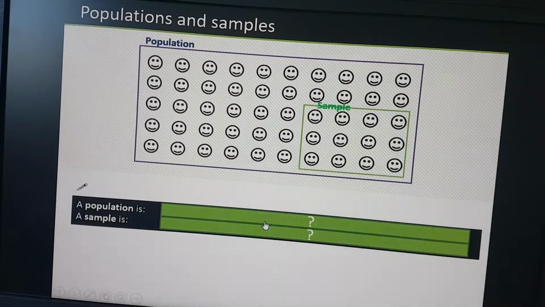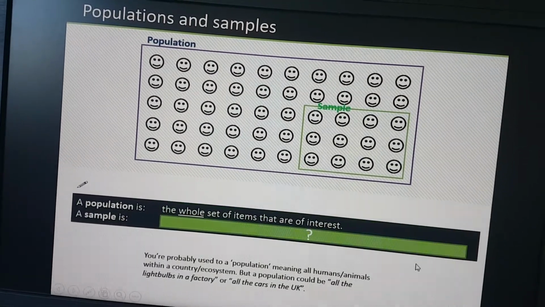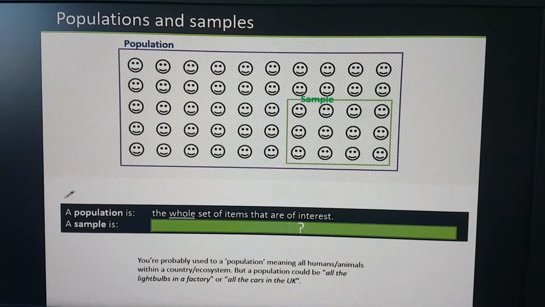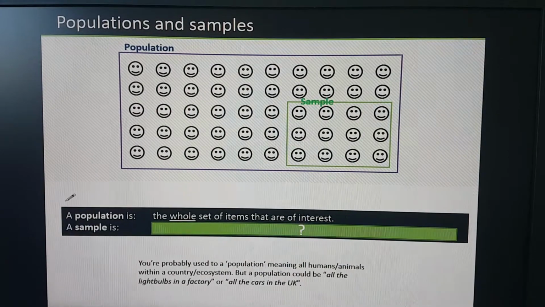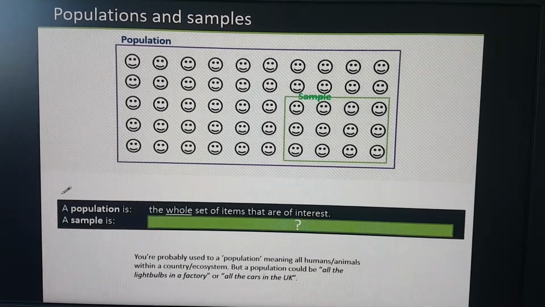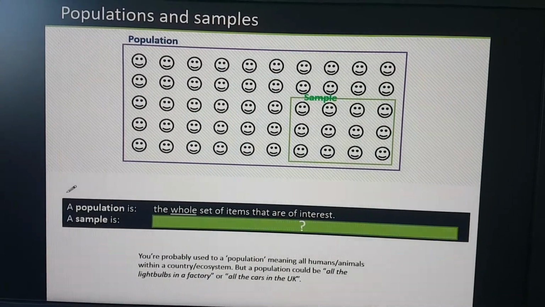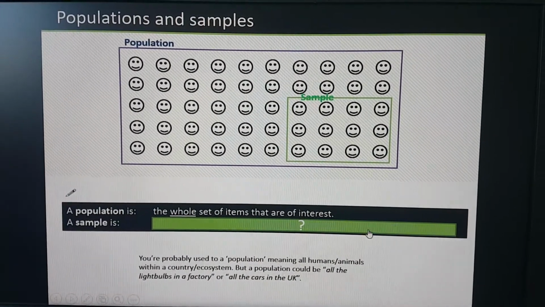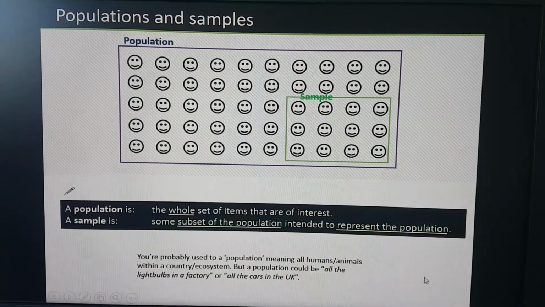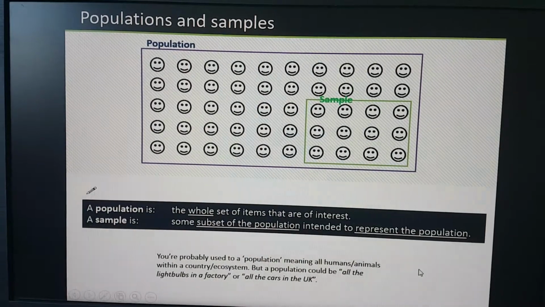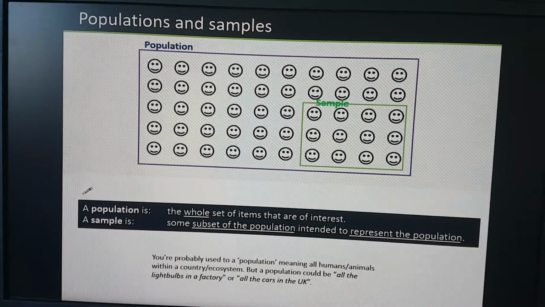So basically, population is a whole set of items of interest. Now I want to say about this, many students think or assume that population is always to do with humans. It's not the case. It's any item of interest. It can be anything. Okay, and a sample is a subset or a part of the whole population.